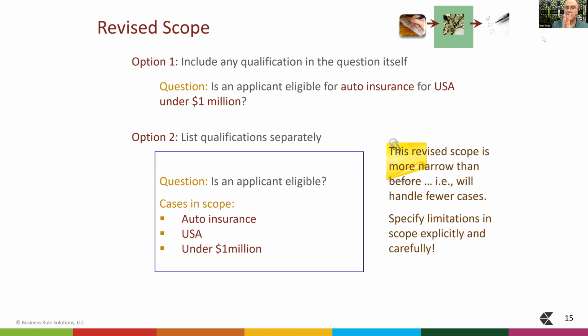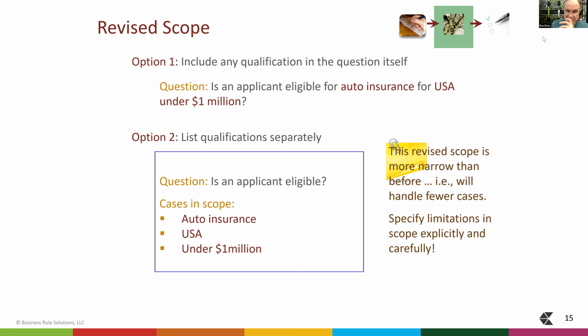Or I could do this a little differently. I could segregate the cases in scope from the question, if you want to keep the question simple, and say the questions in scope, auto insurance, USA under $1 million. Now that revised scope is much more doable. It's much more tractable in the sense that it doesn't have nearly as many conditions, and therefore I can hopefully keep the decision table relatively simple.